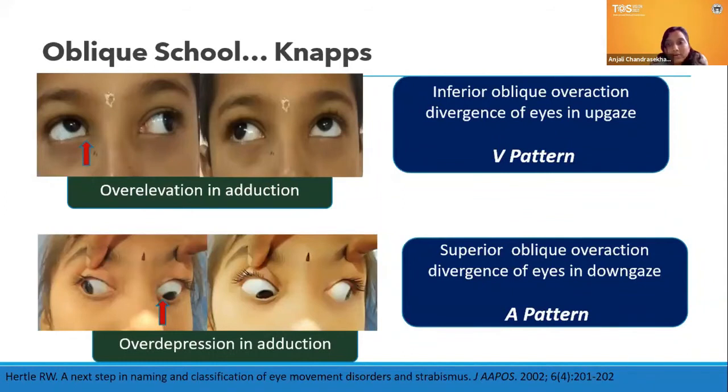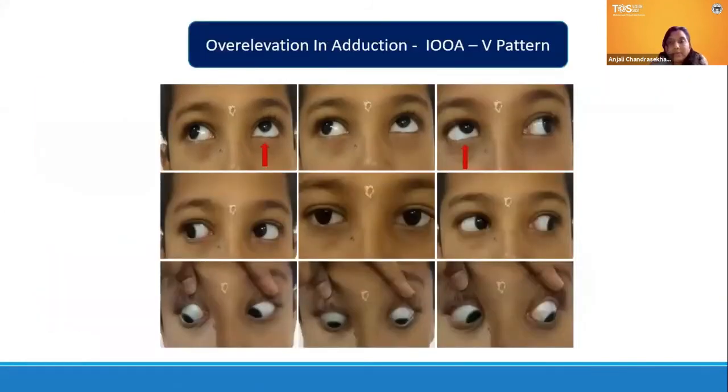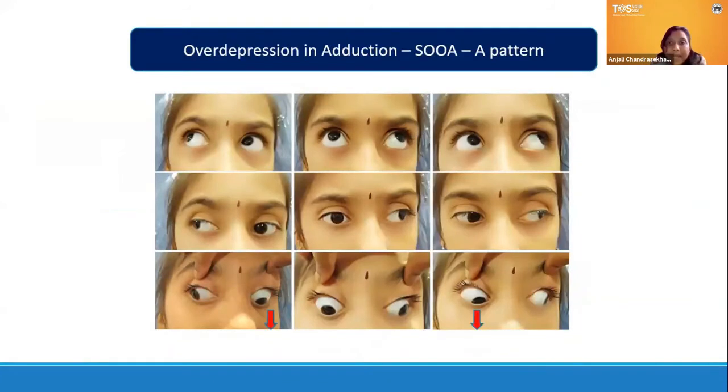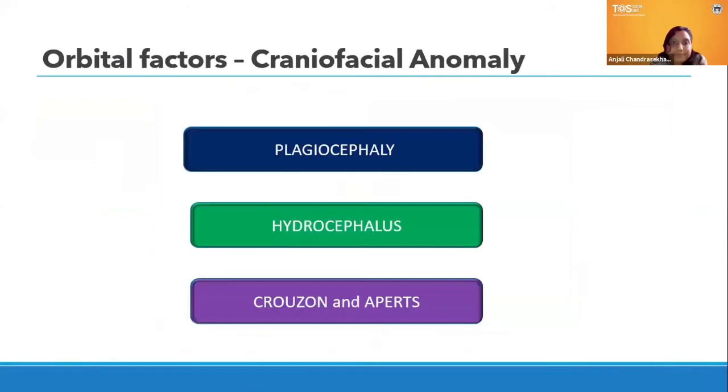Similarly, superior oblique overaction causes over depression in adduction, and it causes divergence of the eyes in down gaze, and that causes an A pattern. So over elevation in adduction and over depression in adduction. So we can see the nine-gaze picture here of a patient with V exo with a bilateral inferior oblique overaction. And this is a case of an A pattern exo with over depression in adduction because of superior oblique overaction.